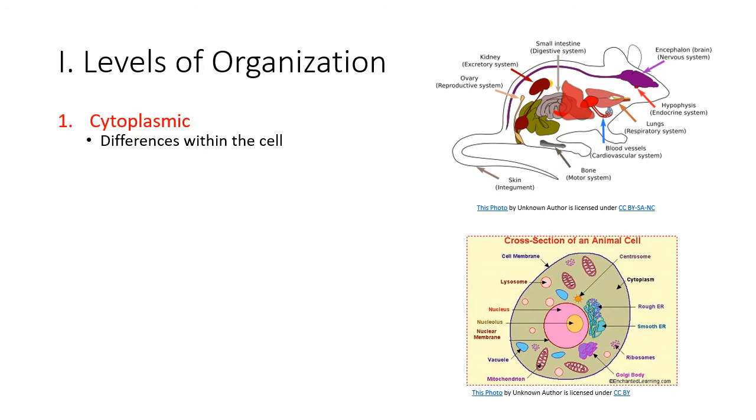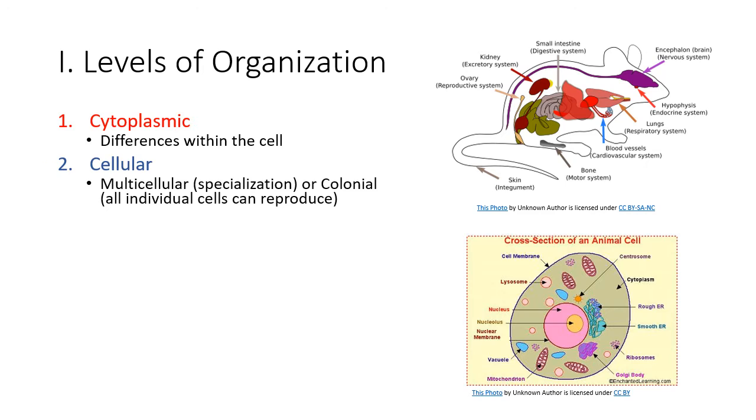So when we talk about anatomy and physiology, we are going to look at these processes, or these structures and functions, at different levels. The first level, or the smallest level, is the cytoplasmic level, where we're looking at differences within the cell. So I have a little cross-section of a cell down here. You can see all the little organelles, and there's DNA in the nucleus, and there's genetic and molecular changes which are taking place, which then interact with each other within that cell.